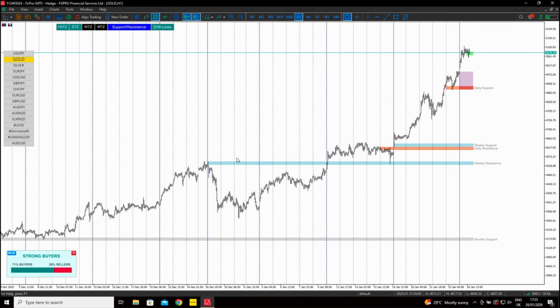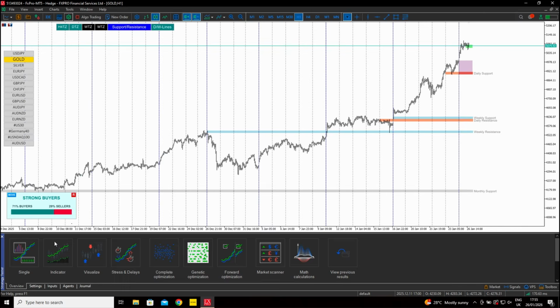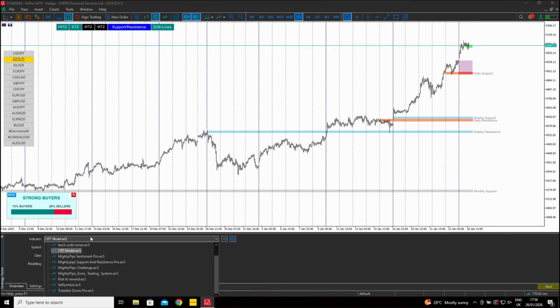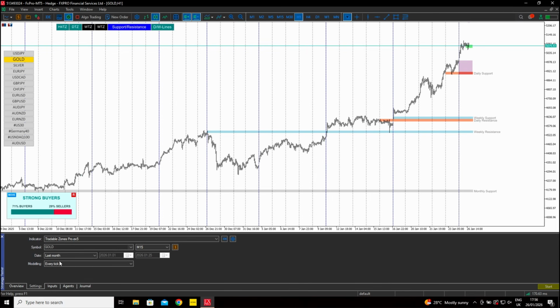All right guys, so let's do a back test so that you can see how these indicators work. I go to the back test, click on indicator, and I am going to start with the zone trading indicator, which is this one here, Tradable Zones Pro.